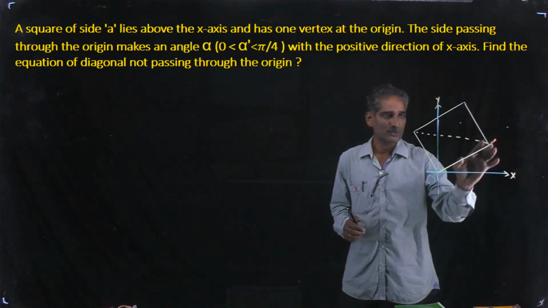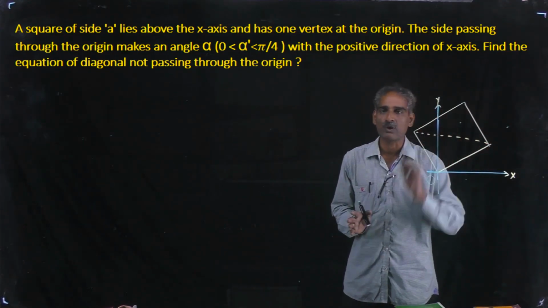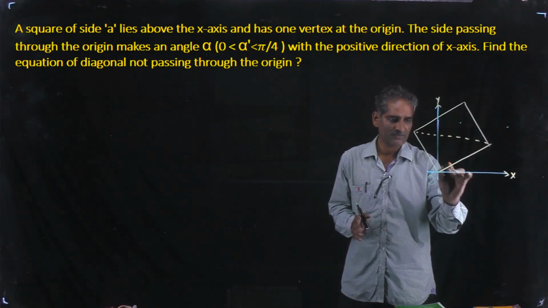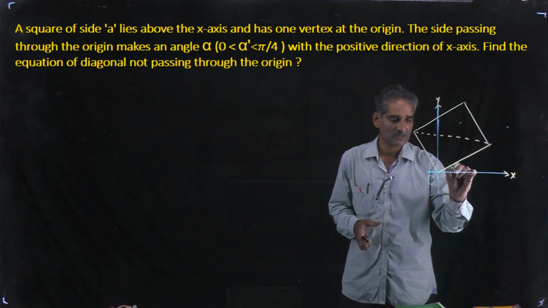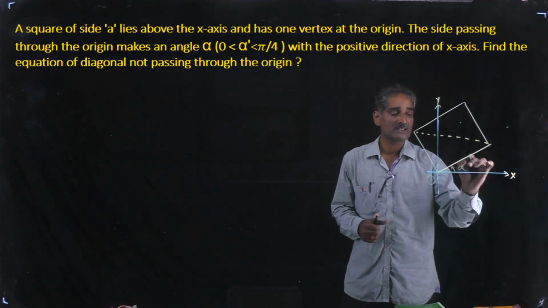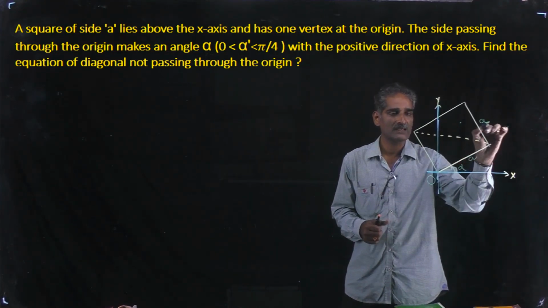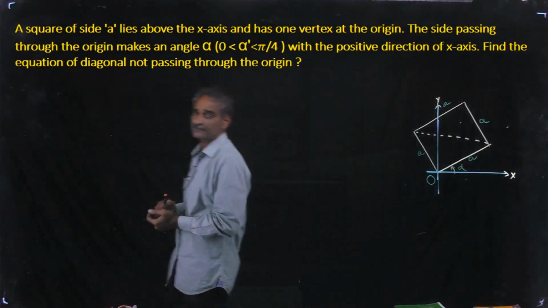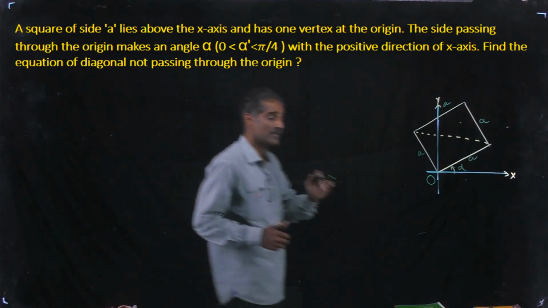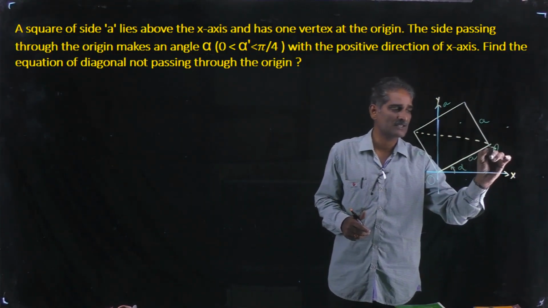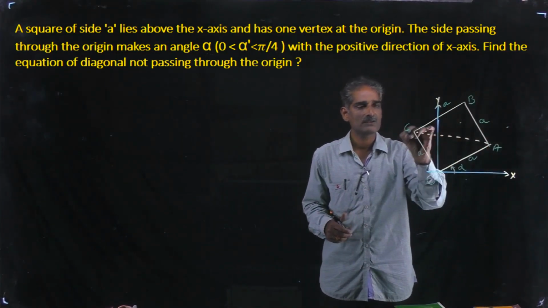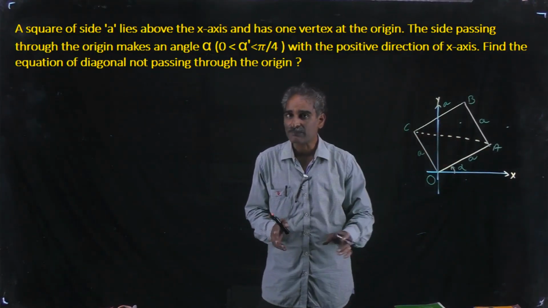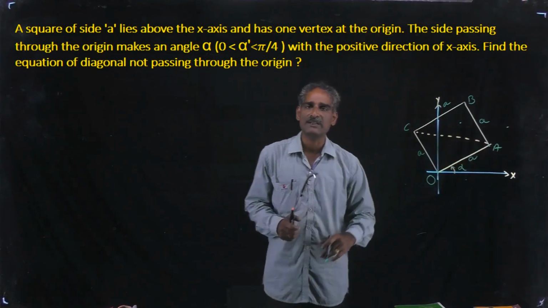Okay. Suppose this is a square with a vertex at the origin. This is the line passing through the origin making an angle alpha with the positive direction of the x-axis, and the side length is equal to A. This is the given data. We have to find the equation of the diagonal not passing through the origin. Let us name the vertices A, B, C. We have to find the equation of CA. Try to find the coordinates of A and C.